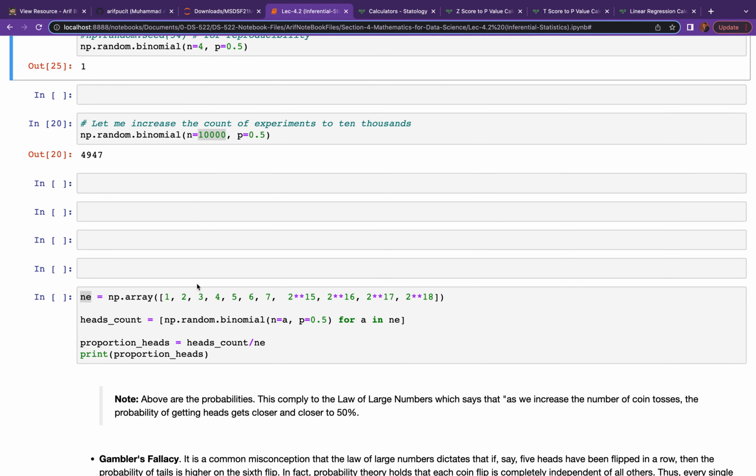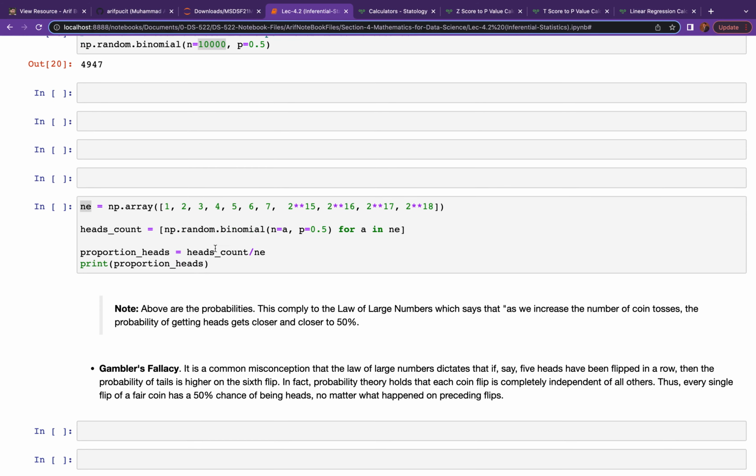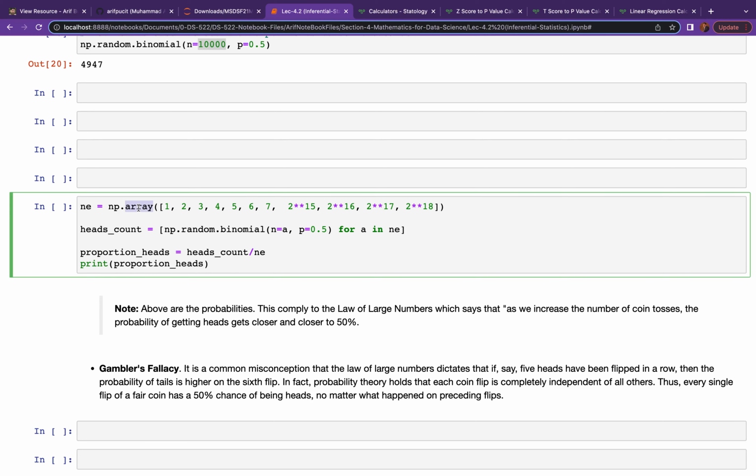Okay, for a clearer understanding, let me show you another example. I have created a NumPy array of around 11 numbers. Note the first 4 numbers are 1, 2, 3, 4, small numbers, and the last numbers are quite large, 2 raised to power 15, 2 raised to power 16 and so on. These are the number of experiments that I want to perform. So I am passing this array to the binomial method.